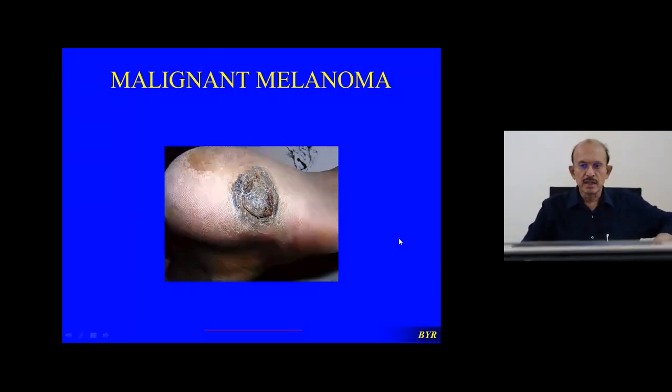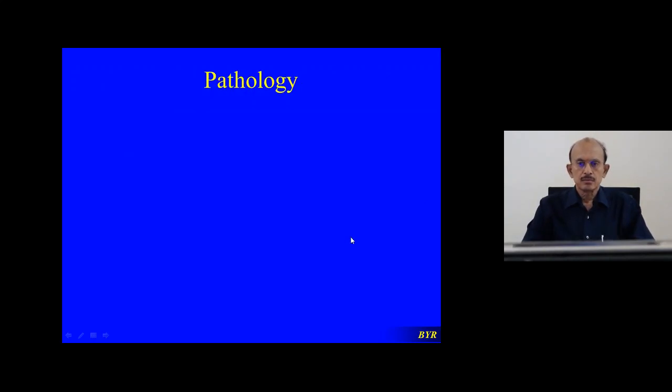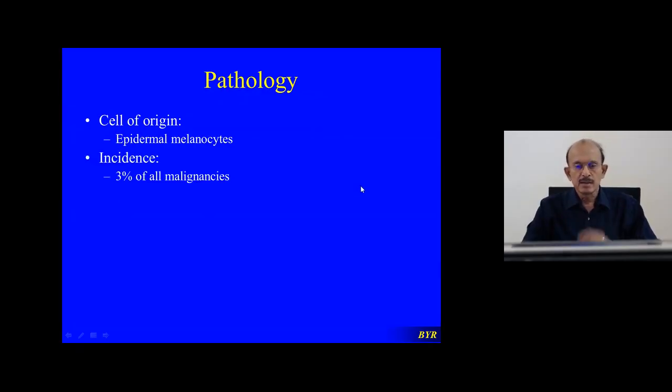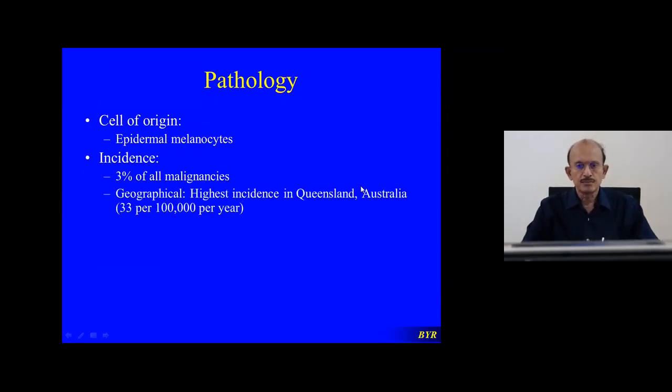Okay, we'll go to the next topic, that is the malignant melanoma. It arises from epidermal melanocytes. Incidence, 3% of all malignant tumors. Geographical highest incidence in Queensland, Australia. Less common in black skin races, more common in Caucasians.